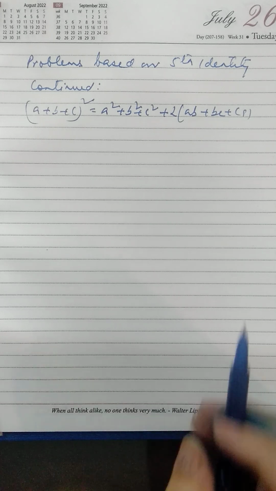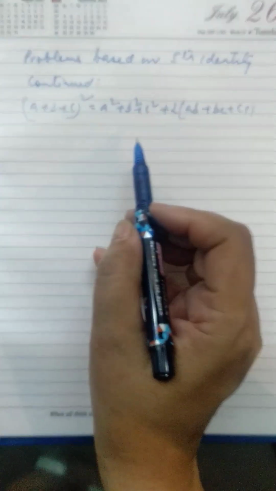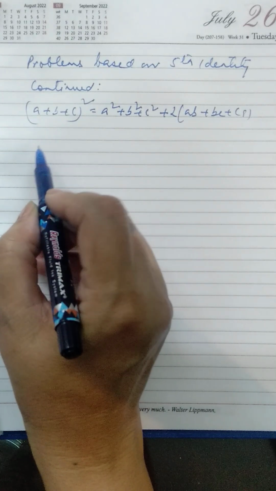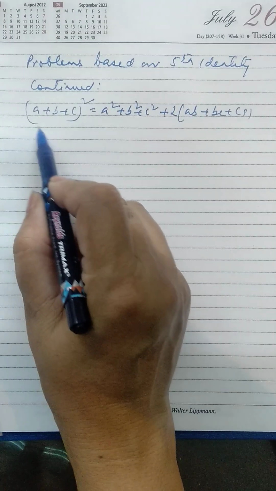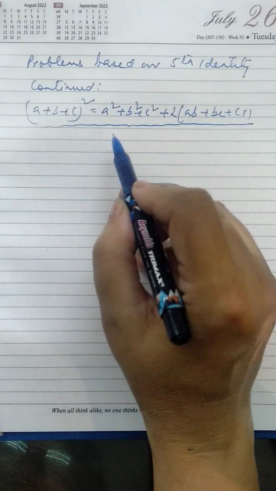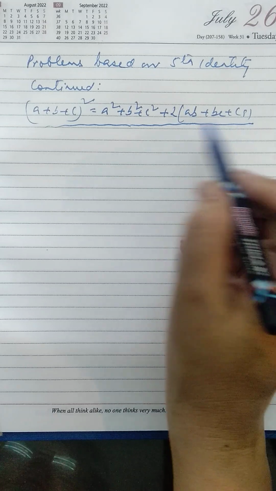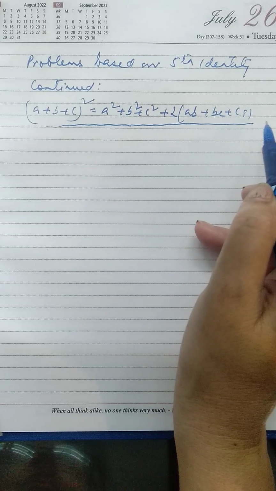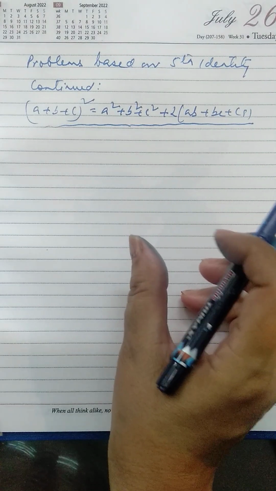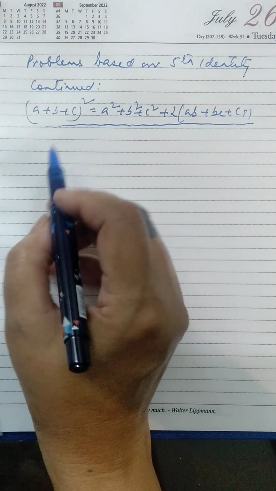Since I had told you that I was going to bring some more problems based on the fifth identity, this is also one of its kind. So let us understand by means of an example. As you know, the fifth identity is (a + b + c)² = a² + b² + c² + 2(ab + bc + ca). We do not open up this because we sometimes have to deal with them together. You'll better understand by means of this problem.